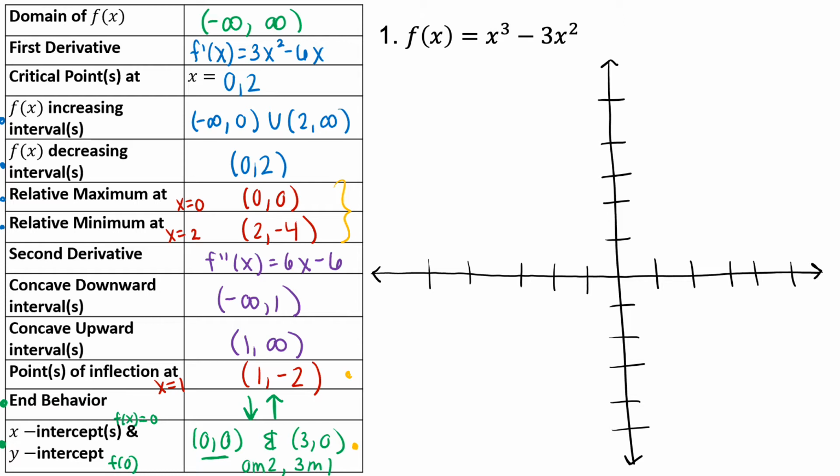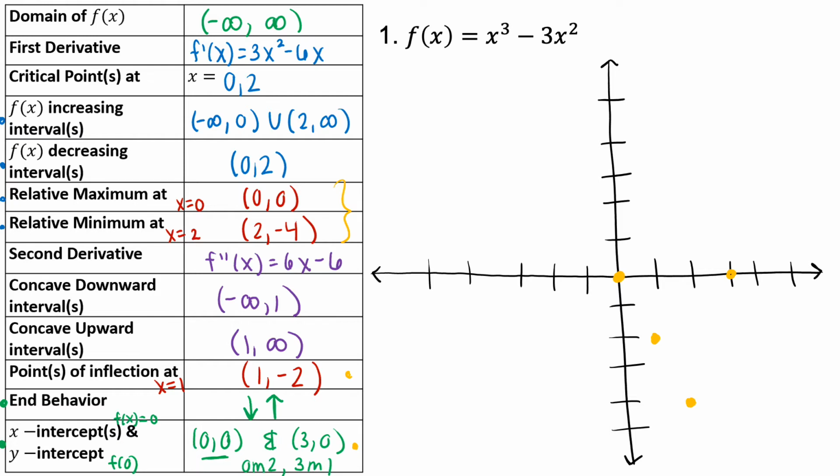So I have a relative maximum at the point (0, 0), sorry, and I have a minimum at (2, -4). I also have a point of inflection at (1, -2). I have an intercept at (0, 0), which I already have drawn, and then I have an intercept at (3, 0). Okay, from here, I want to go ahead and identify my increasing and my decreasing intervals.